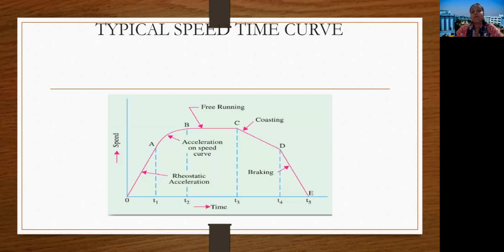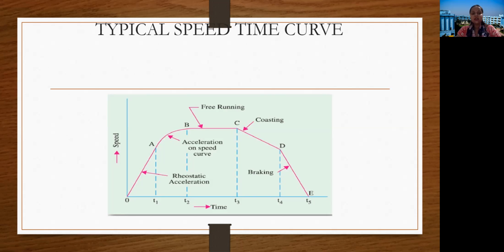Now, the most important part, the most interesting part of electric traction system: the speed time curve. The diagram here is the typical speed time curve. That means this is a generalized speed time curve for any electric traction system. In this speed time curve, in x-axis we have time and in y-axis we have speed, and the area under the curve represents the total distance that an electric locomotive covers.